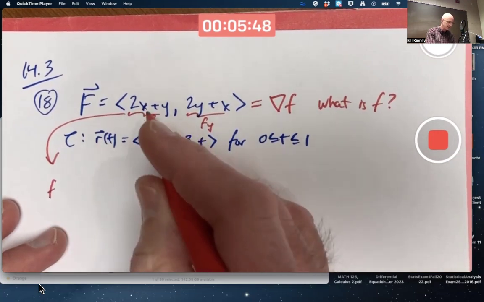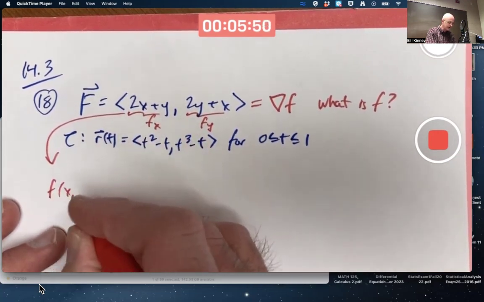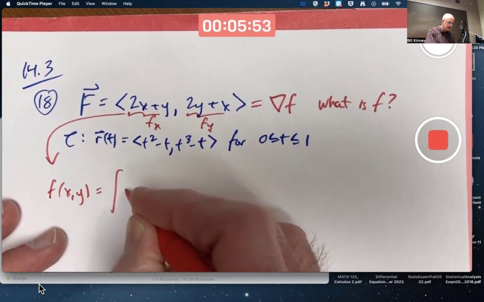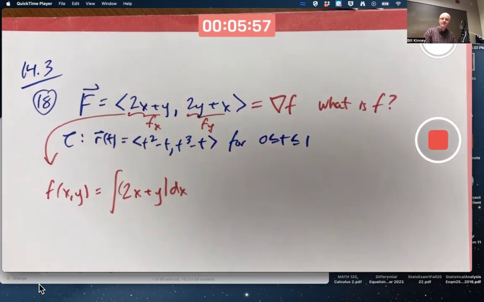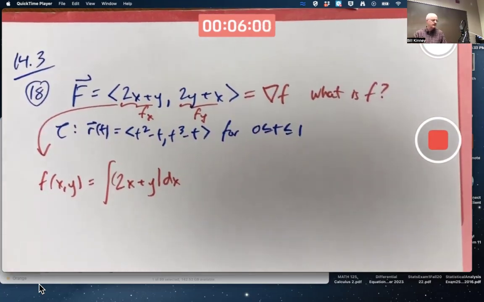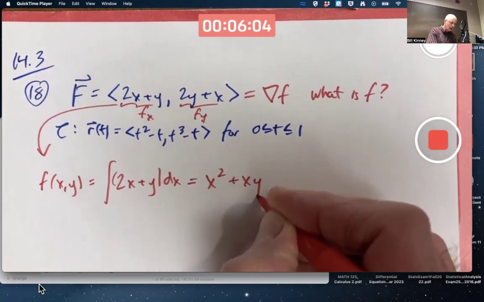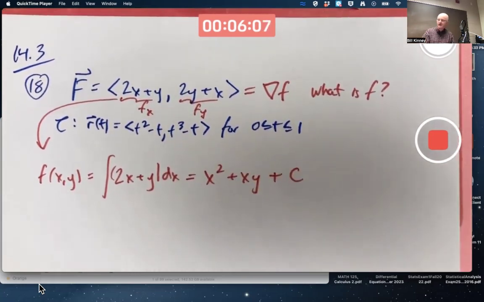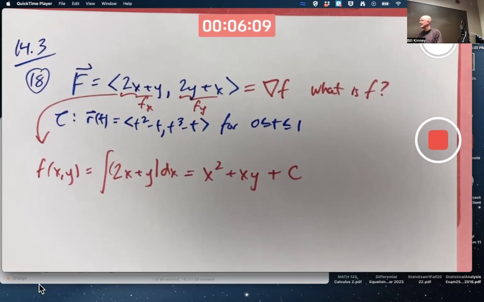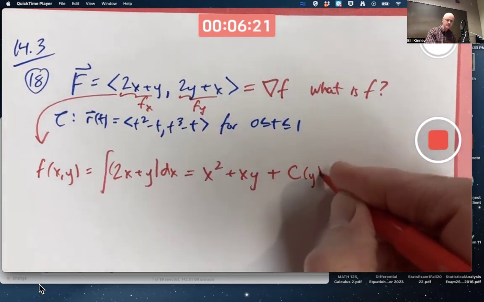Using the fact that that's the partial of little f with respect to x, we could say little f of x, y is the integral of that thing with respect to x. Write it as an indefinite integral. Integrate with respect to x. Treat the y as a constant. Don't forget your constant of integration, though. It's an indefinite integral. Then remind yourself when you write the C down that, hey, when I did this calculation, I thought of y as fixed. So this constant could depend on y.